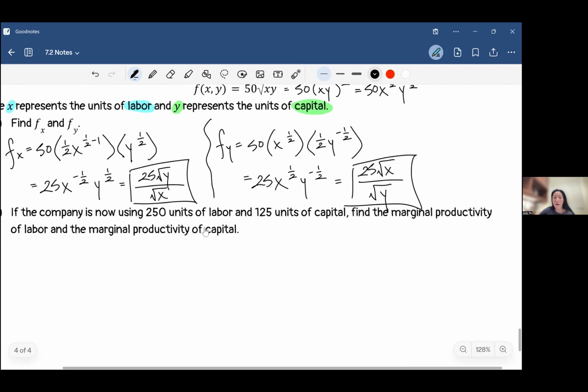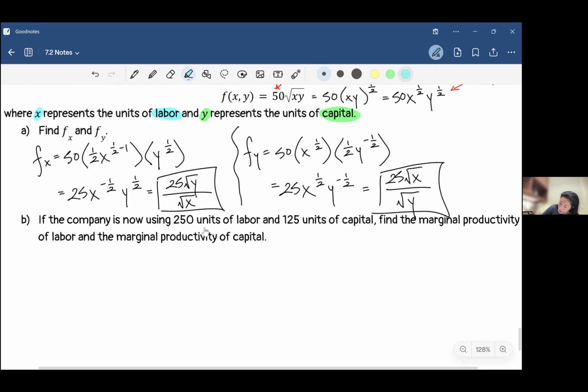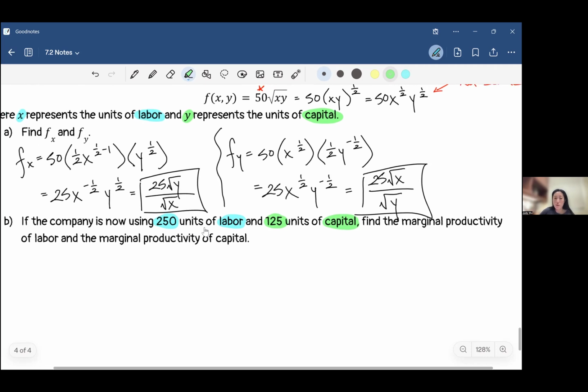All right. So part B says, if the company is now using 250 units of labor. Okay, so I'm going to get my highlighter back for a moment. 250 units of labor. Now, labor was the X, so I'm going to color code those the same. And then 125 units of capital, and we said the capital is the Y, so I'm going to color code those the same. All right. So the company is now using 250 units of labor, 125 units of capital.